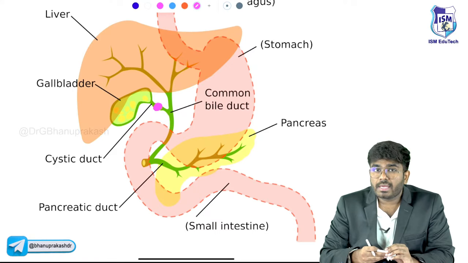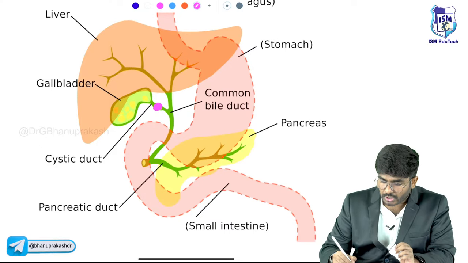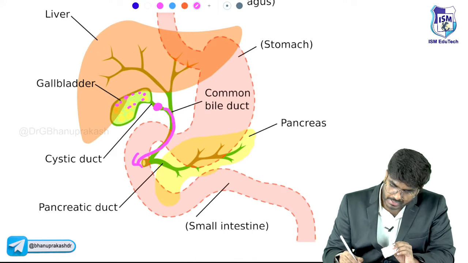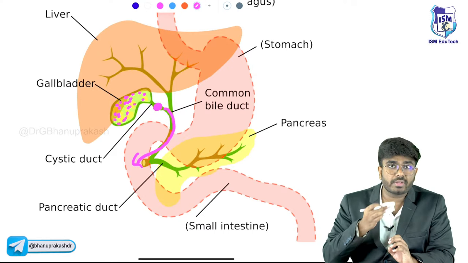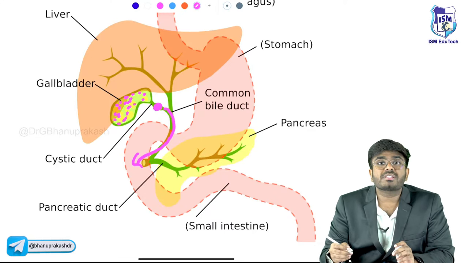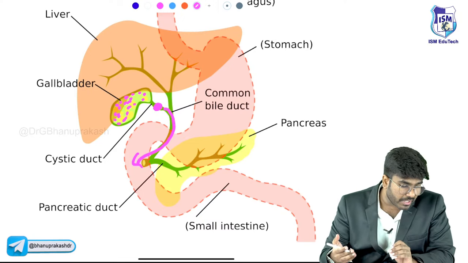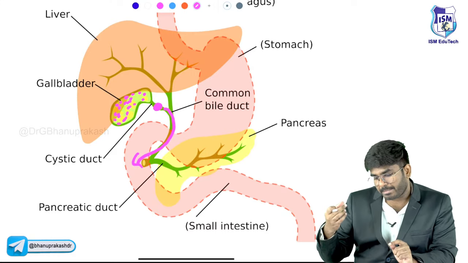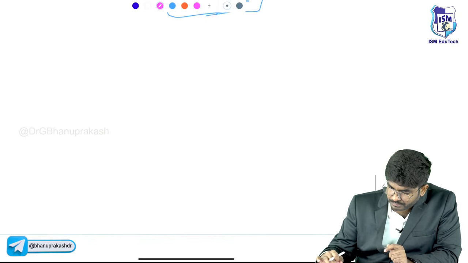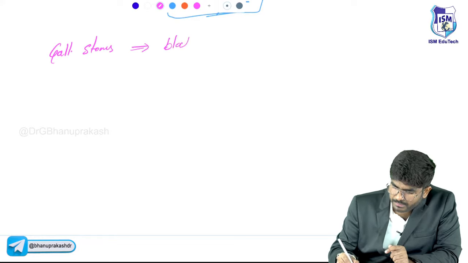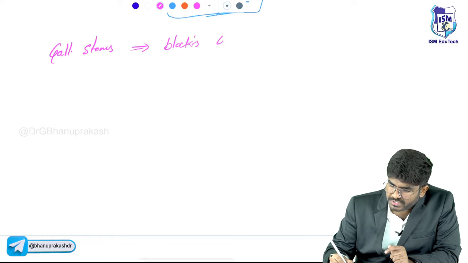So, what happens? The bile is not going to enter into the duodenum. So, where is all this bile going to go? The bile is getting blocked here because the cystic duct is blocked. It will cause obstructive jaundice. The patient can have obstructive jaundice. That is the one important point which I want you to know. So, the patient who is having gallstones, gallstones occasionally block the cystic duct.